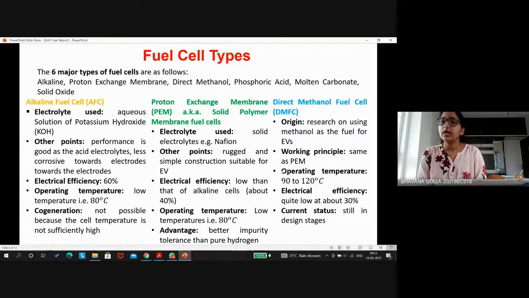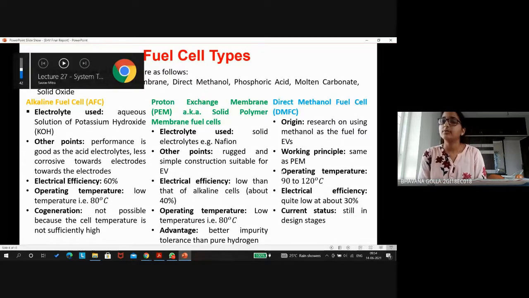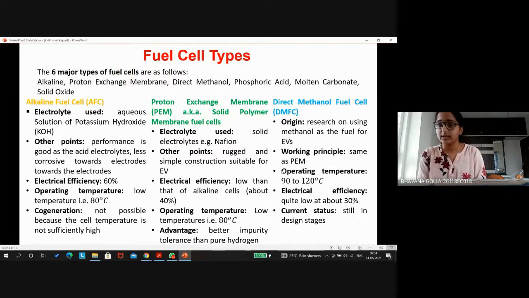The working principle is the same as that of proton exchange membrane itself, but the operating temperature here is quite high, that is 90 to 120 degrees Celsius, and efficiency is very low, about 30%. It is still in design stages, and it requires a lot of research to be done for its implementation. So the next type of fuel cells will be taken up by Kaushik.